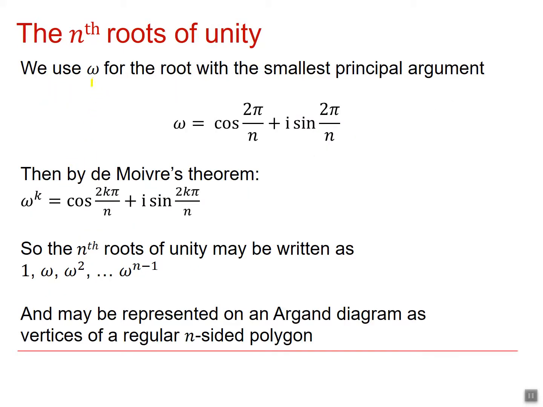We use the letter omega for the root with the smallest principal argument, so it would be this one. So by de Moivre's theorem, we get that omega to the k is going to be cos of 2k pi by n plus i sine 2k pi by n. So the nth roots of unity can be written as a sequence 1, omega, all the way up to omega to the n minus 1. And we've already seen they can be represented on an Argand diagram as vertices of a regular n-sided polygon.